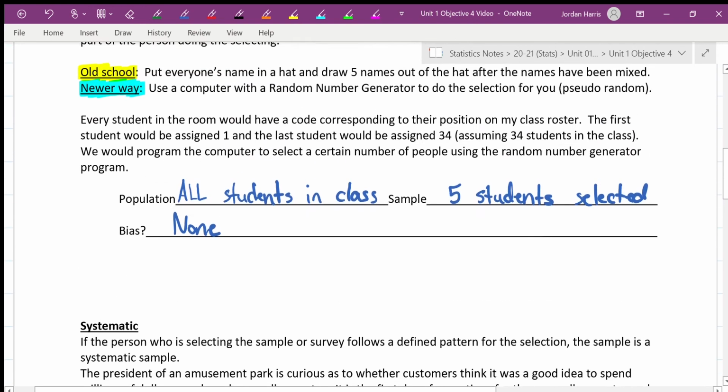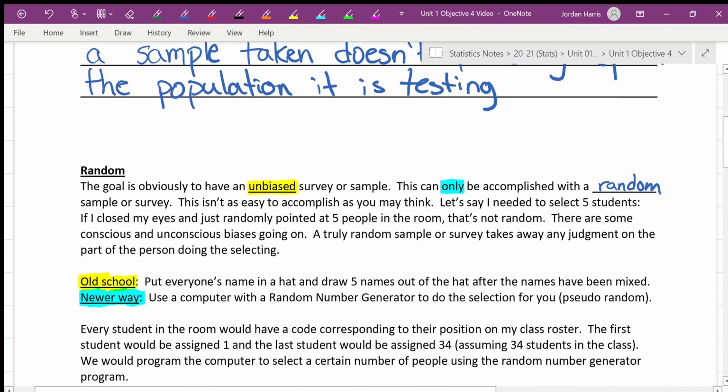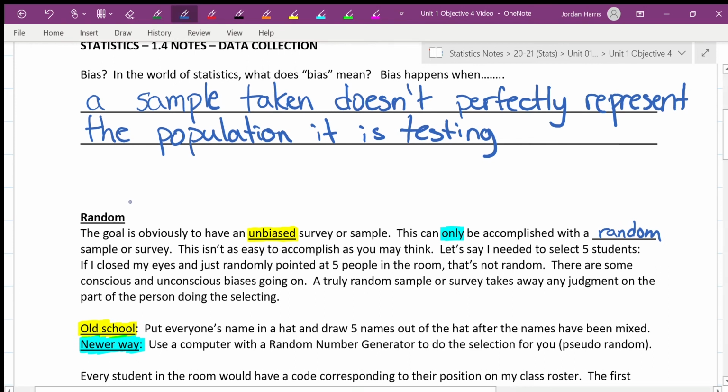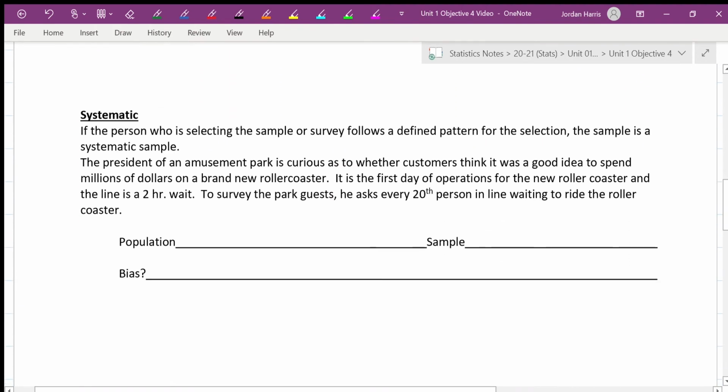Just to let you know, random, you can think of it as unbiased, but you also have to think of it as equal probability or opportunity. That's what makes something random. Everything has equal probability of being selected.